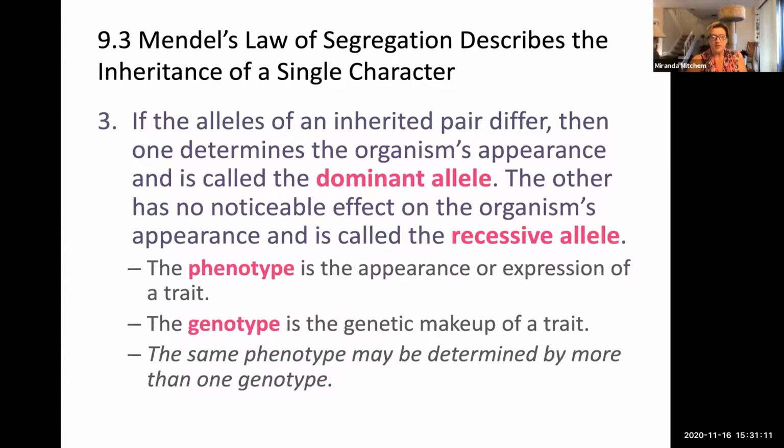And like we saw with the purple plants, we can sometimes get the same phenotype with more than one genotype. Big P, big P, purple plants. Big P, little p, purple plants. Those are two different genotypes for one phenotype.